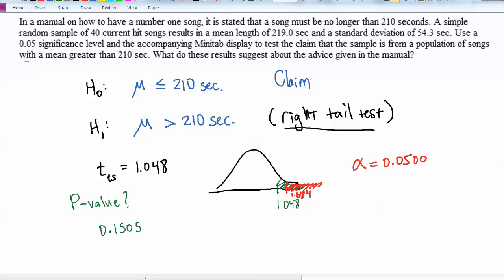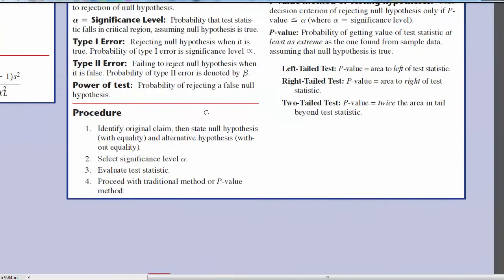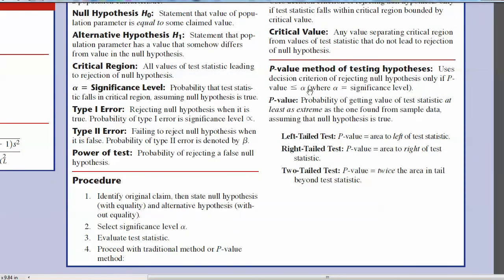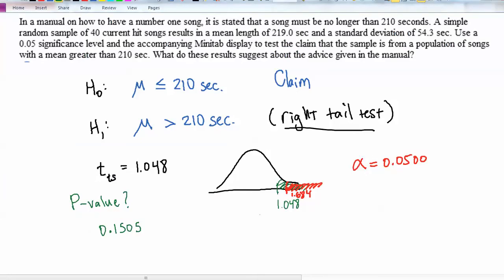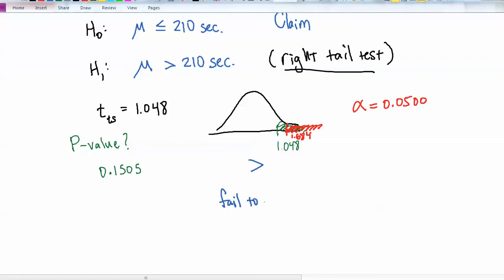Remember the way the process works. We ask ourselves if the p-value is less than or equal to alpha. If it is, then we follow the decision criterion to reject the null hypothesis. It's not in our case. The p-value is 15%, alpha is 5%. So if it is not, then we fail to reject. So we're going to fail to reject, because the p-value is greater than alpha. Fail to reject the null.